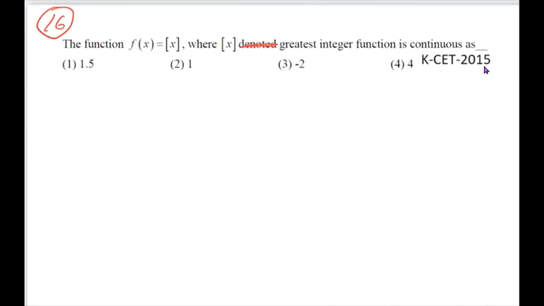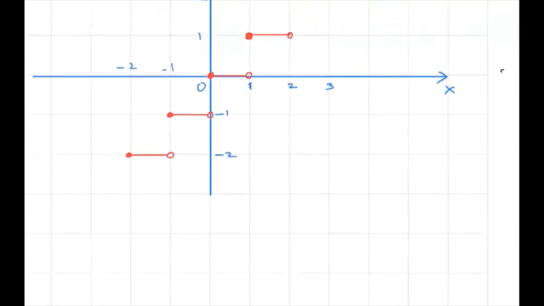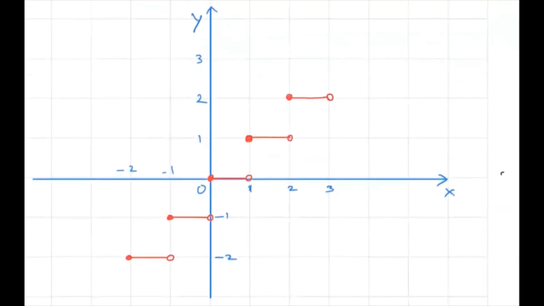Now we shall consider the graph of the function bracket x, greatest integer function. Look at this. Bracket of 0 is 0, 0.0, 0.1, 0.9. Up to 1 it is 0 only. At 1 there is a shift. Bracket of 1 is 1 only. Bracket of 1.1, 1.2, 1.3, 1.999 all equal to 1 only. Anyway, you know that one.